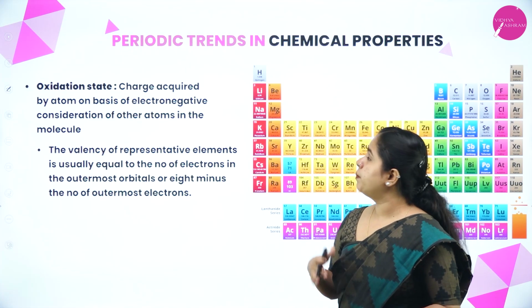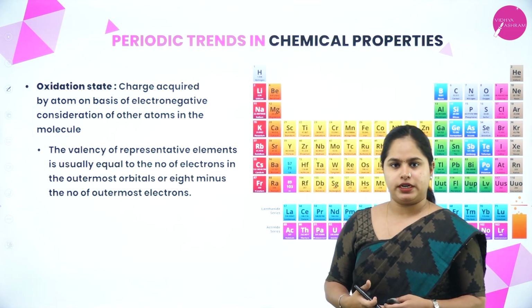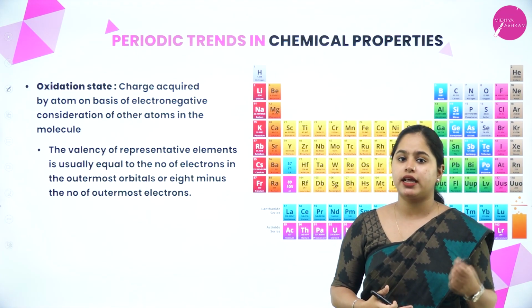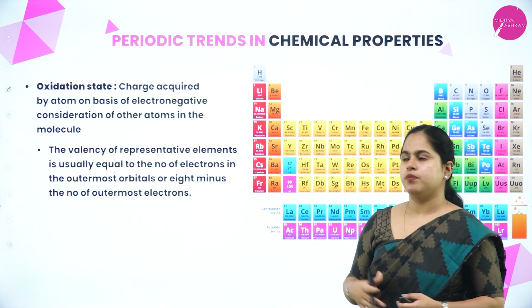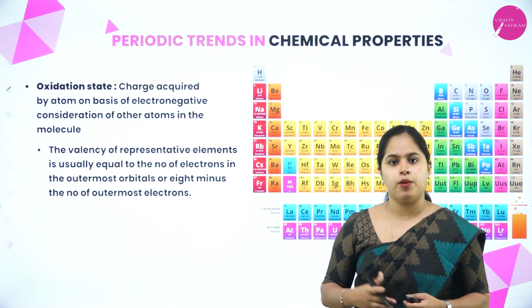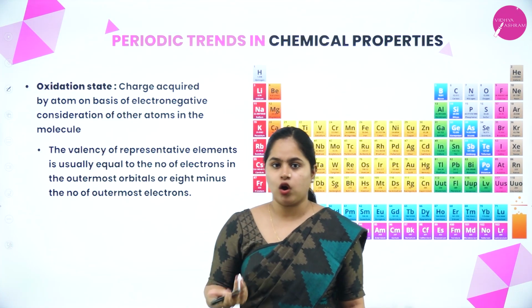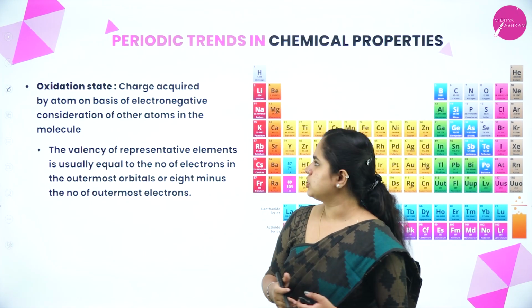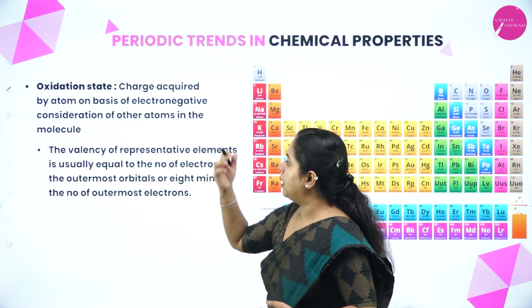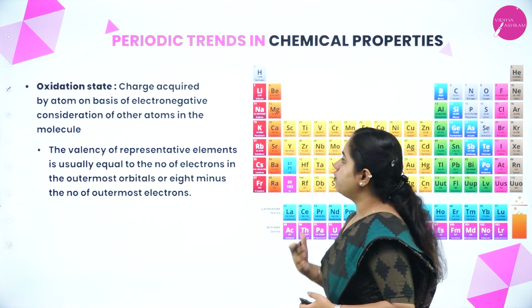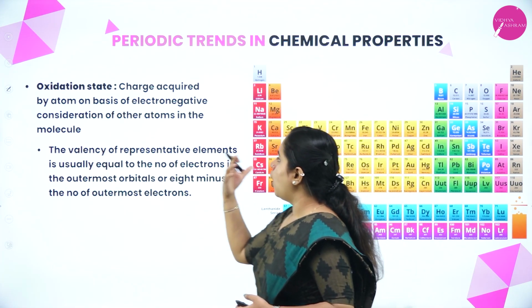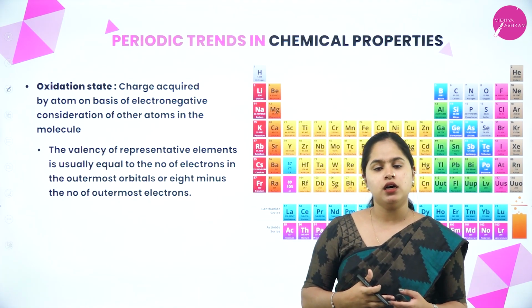Now moving on to the periodic trends in chemical properties. Still, here we discussed the trends in physical properties. Now we are going on to study chemical properties. The first one we are going to study is oxidation state. Now what is oxidation state? It is a charge acquired by an atom on the basis of electronegative consideration of other atoms in the molecule.